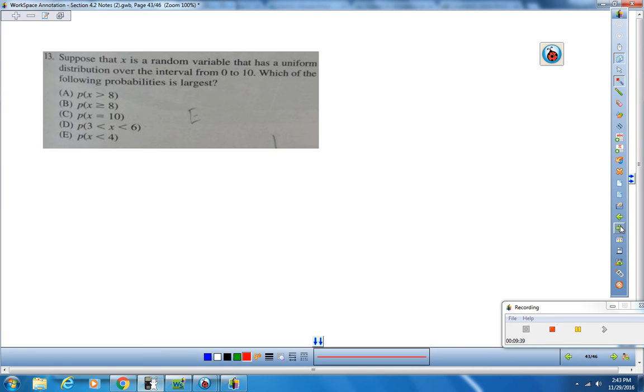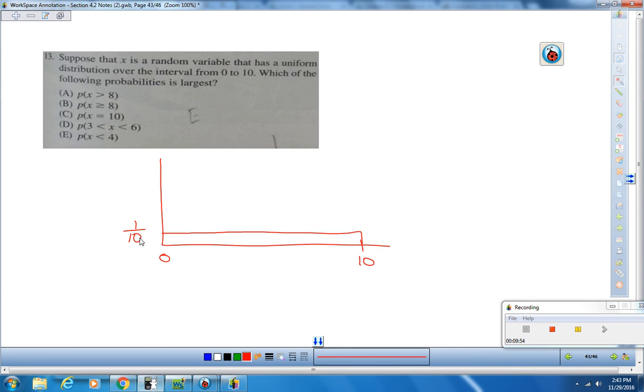Number 13, suppose that x is a random variable. It has uniform distribution. Uniform distribution means, like say that's 10 here, it goes from 0 to 10, means that's the same height across. And if I want to know the height, it's equal to 1 over the width. The width here being 10, so the height of my interval is going to be 1 over 10, because 1 over 10 times 10 is 1, right? So it says, which of the following probabilities is the largest?